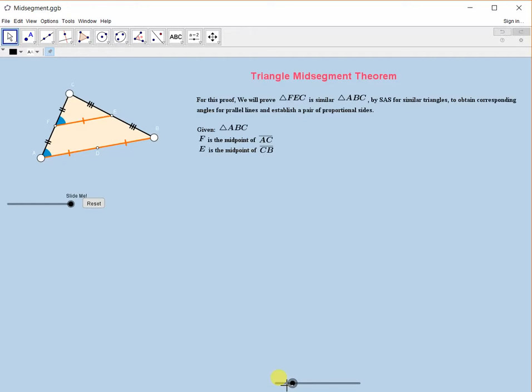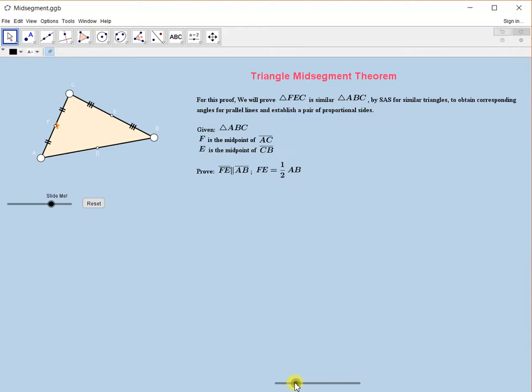So of course, we're going to have given information. The given information is that we have a triangle ABC and that F and E, again, are the midpoints. That's just basically the definition of a midsegment. And we want to prove that FE and AB are going to be parallel segments and that FE is going to be half the length of AB.